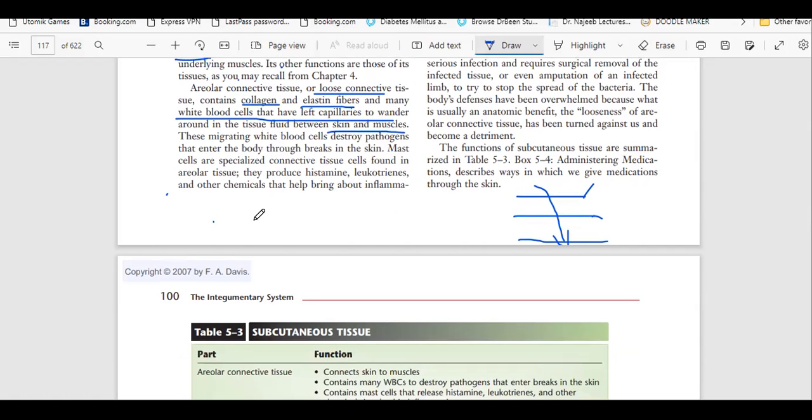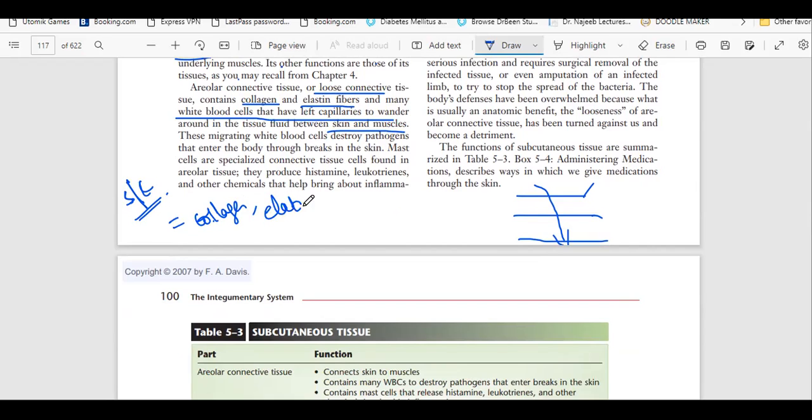So what do we have in the subcutaneous? This is the short form of subcutaneous, S/C. So what do they have? They have collagen, they have elastin fibers, okay, and WBC, which are released from the capillaries. This is the capillary, WBC released. So they are wandering in the subcutaneous tissue. Okay, they will walk, they will observe, is there any problem? They will ask, okay, like police officer.